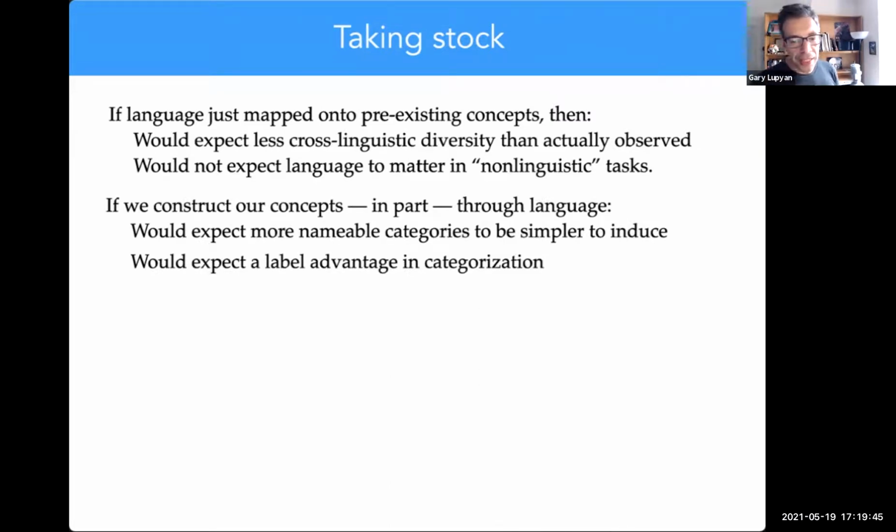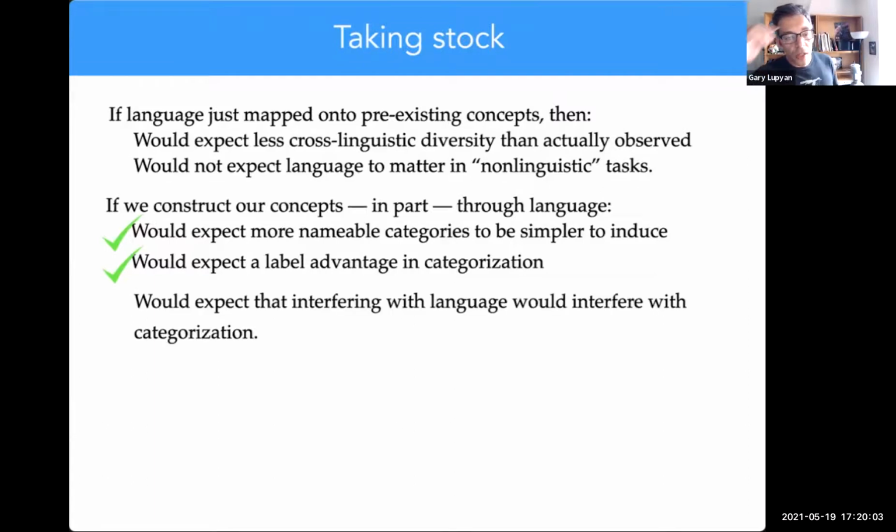If we construct our concepts in part through language, we would expect more nameable categories to be simpler to induce. As I'll argue, not just because simpler things are more likely to be named, but because of nameability. There's a causal arrow there. We'd expect a label advantage in categorization, and we see this. We would also expect that interfering with language would interfere with categorization. What kind of categorization? That's a big thing.